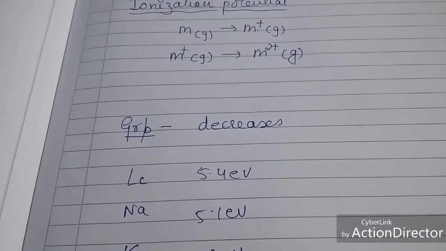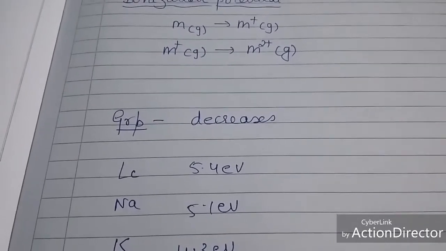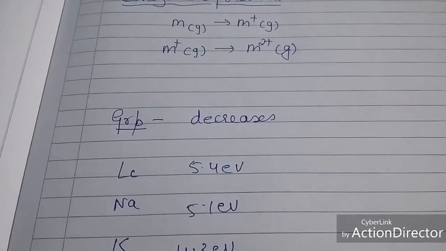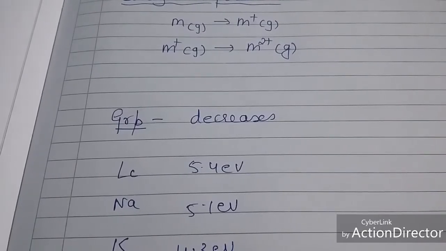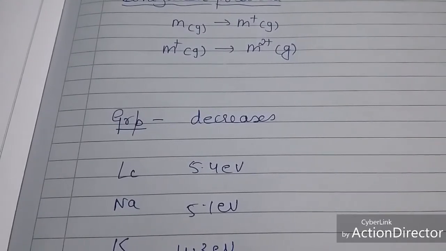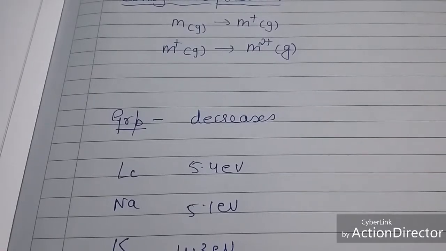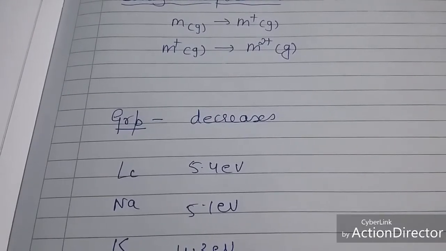Now let us talk about the second periodic property, that is ionization potential, or what is known as the ionization energy. It is the minimum amount of energy required to remove the most loosely bound electron from an isolated gaseous atom. And the energy is generally measured in electron volt per atom.